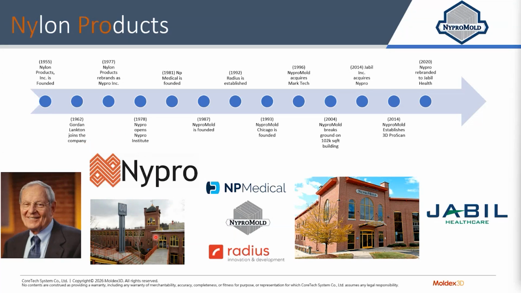Historically located in Clinton, Massachusetts, the company throughout the years expanded its reach through additional endeavors in company startups such as MP Medical, Radius Health, the Nipro Institute, and in 1987, Nipro Mold. Over the years, Nipro and Nipro Mold continued to invest in the company both organically by adding new buildings and inorganically by acquiring companies.